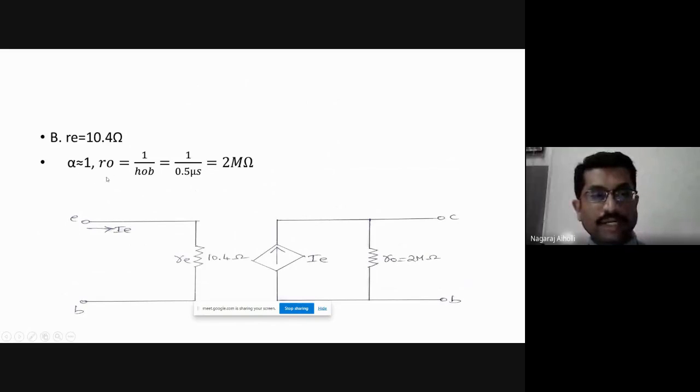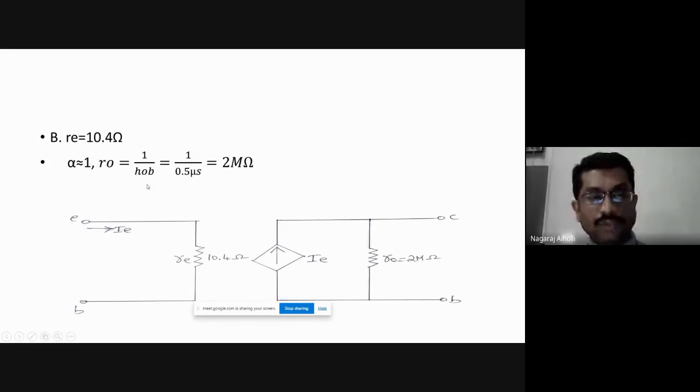Then R naught, how to calculate R naught? Small R naught is the output resistance. Output resistance is 1 upon HOB. This is for the common base configuration. The HO will become HOB, similarly HI will become HIB, HF will become HFB, HR will become HRB, like that for common base. If it is common emitter, HO will become HOE and HI will become HIE, like that, okay?